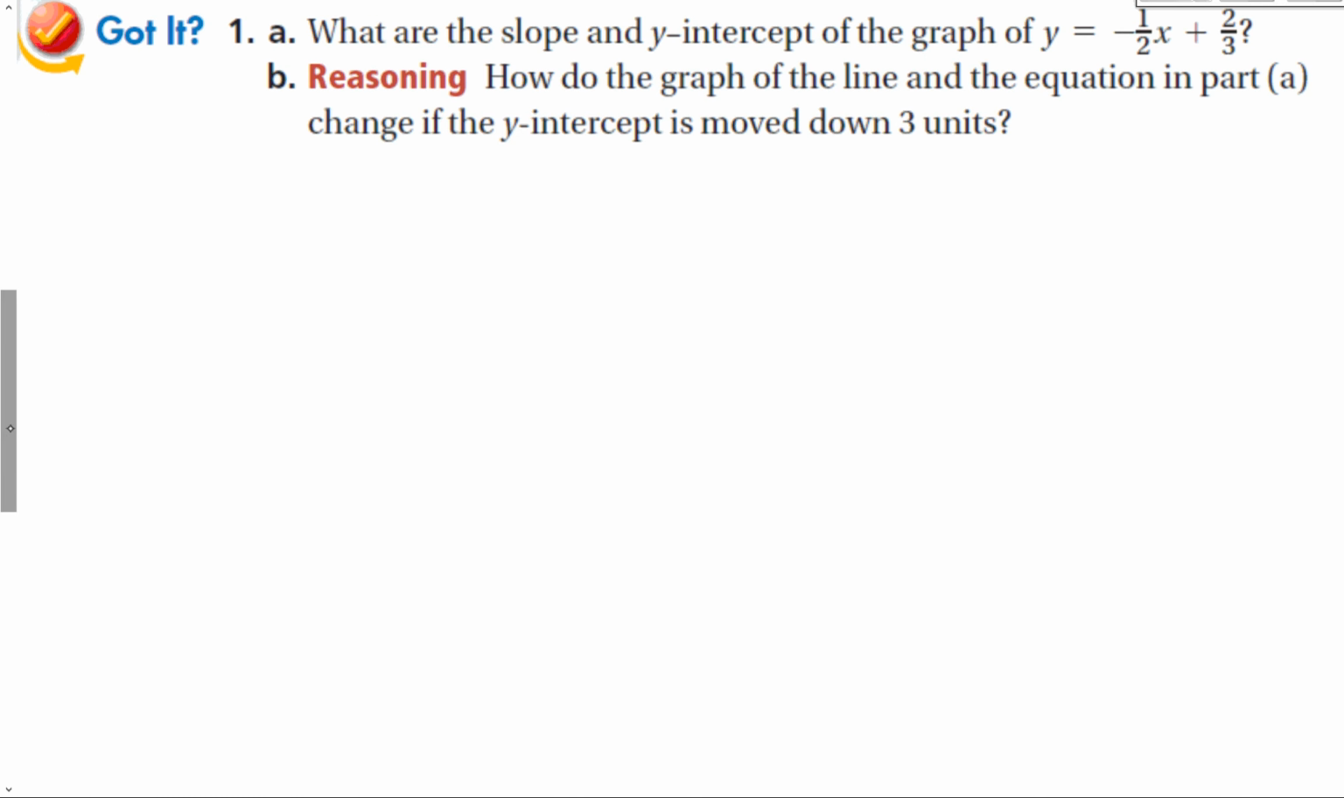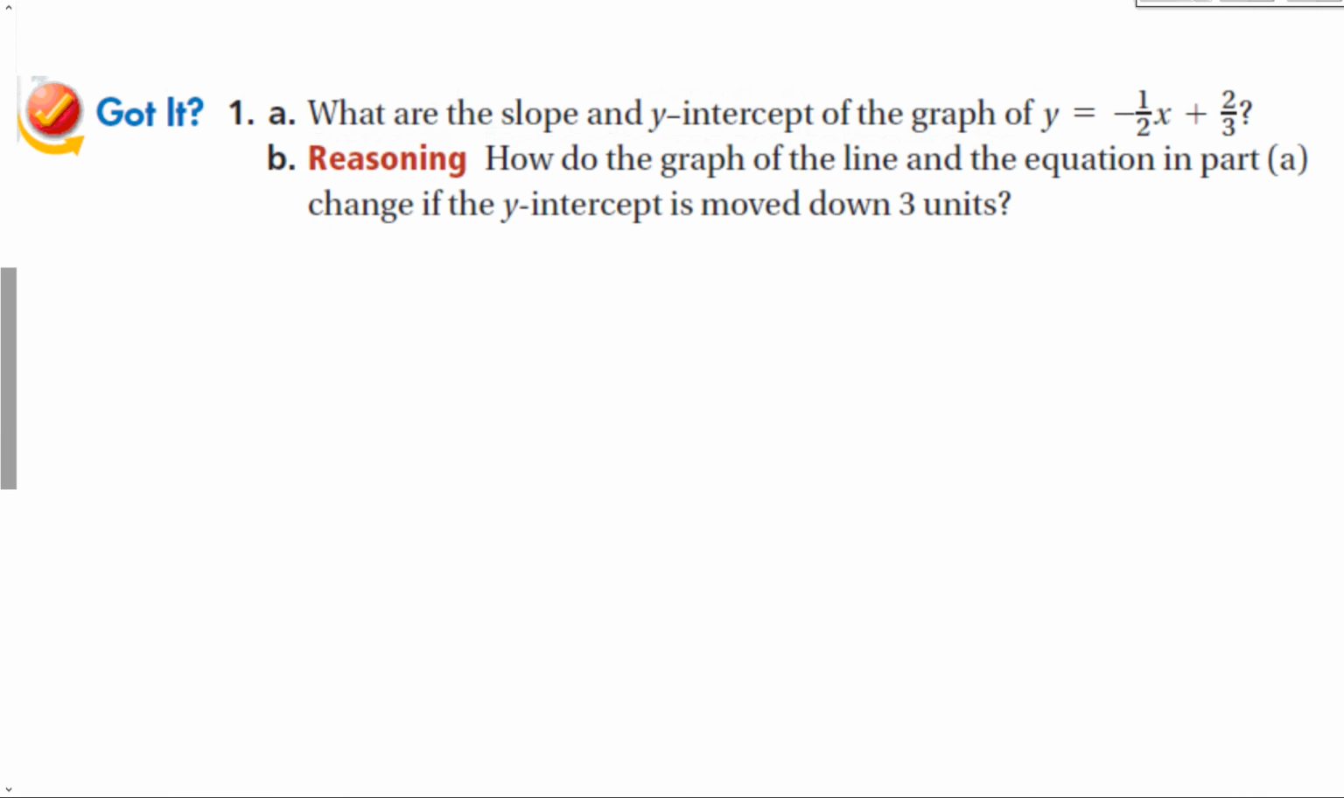Okay, so my problem says, what is the slope and y-intercept of negative 1/2 x plus 2/3? So the slope is negative 1/2, whatever number is in front of the independent variable x. The y-intercept is 2/3. How did the graph of the line and the equation in part A change if the y-intercept is moved down 3 units?